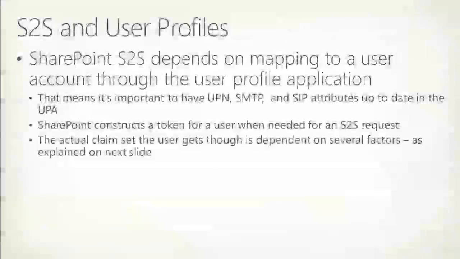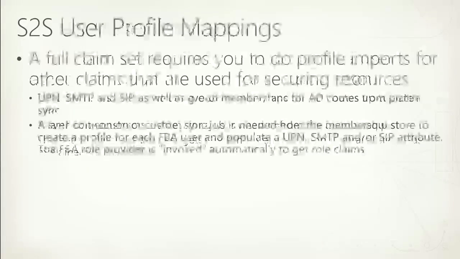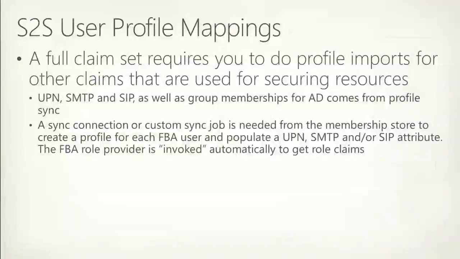Okay, to do this, we require user profiles. So what's going to happen is when I need to pass a user context over to, let's say, for instance, Exchange, SharePoint under the covers is going to construct that token, and it's going to look at the user profile store, and it's going to require at minimum a UPN, SMTP, and SIP attribute so that I can hydrate a token, and I'm going to go ahead and send it over to whatever application I trust. Okay, so for this to work, we have to configure user profile mappings.